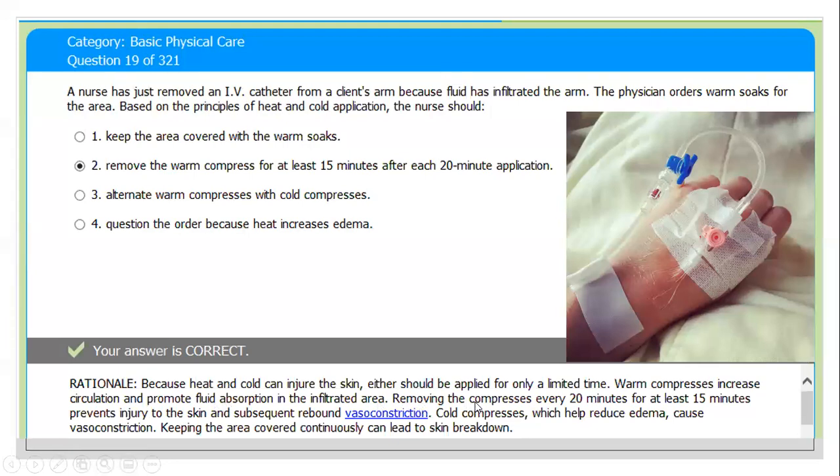Removing the compresses every 20 minutes for at least 15 minutes prevents injury to the skin and subsequent rebound vasoconstriction. Cold compression helps to reduce the edema or causes vasoconstriction. Keeping the area covered continuously can lead to skin breakdown.